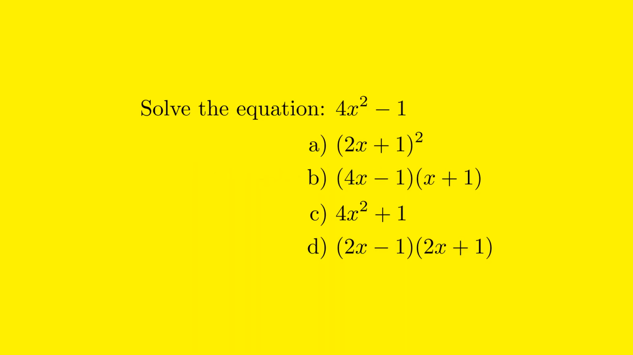In this video, we will be looking at the problem 4x squared minus 1 and its possible solutions. Pause the video here and try to solve it for yourself using the following options. A, 2x plus 1 times 2. B, 4x minus 1 times 4x plus 1. C, 4x squared plus 1. D, 2x minus 1 times 2x plus 1.